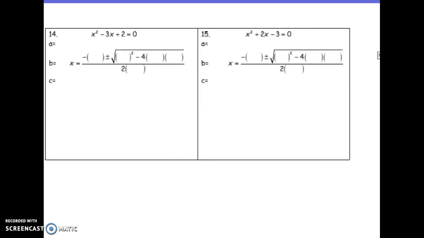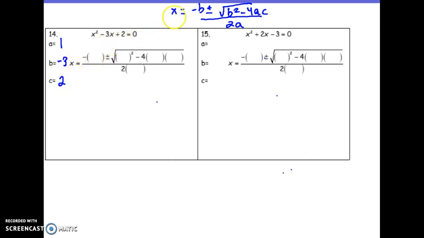Okay, second example, identify my A, my B, and my C for starters. So again, let's write at the top here that our x is equal to negative b plus or minus the square root of b squared minus 4ac divided by 2a. Okay, so my A is going to be equal to the coefficient of 1. My b is negative 3. My c is equal to 2.